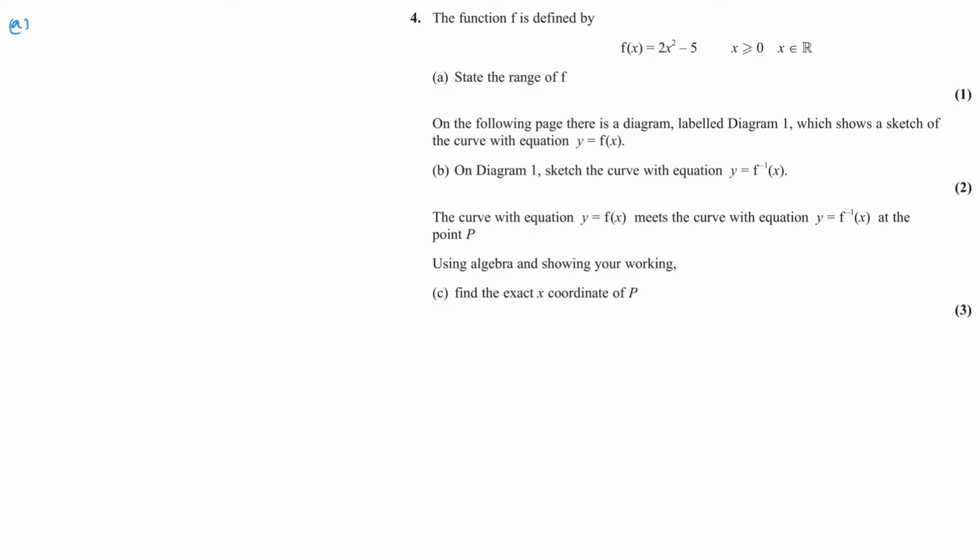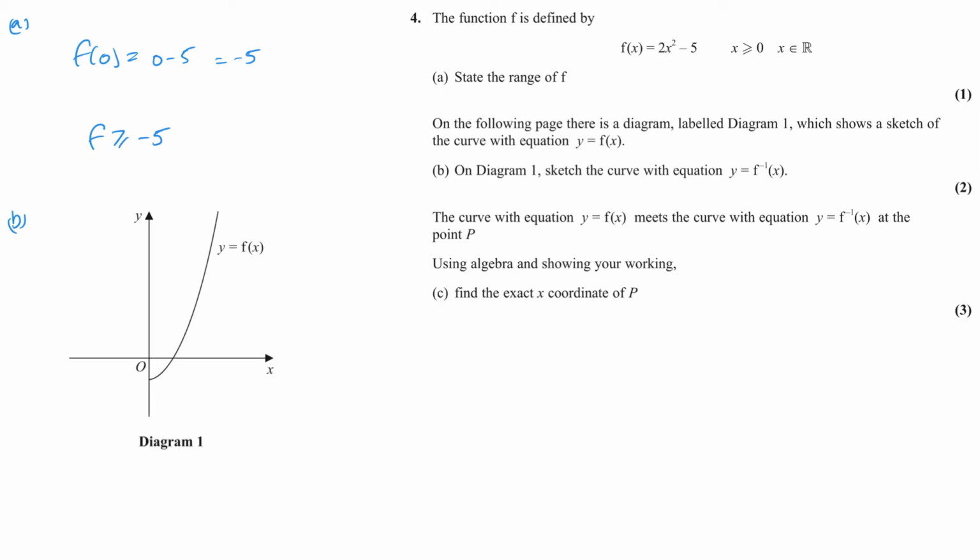Okay, question 4. Now, in this one we've got a function, x is greater than or equal to 0, so state the range of f. So if we substitute 0 into here, f of 0 is 0 minus 5, so it's minus 5, and then as I put positive values of x into here, they're just going to increase. So if I put 1 in, it's going to be 2 minus 5, so minus 3. If I put 2 in, 2 squared is 4, times 2 is 8, minus 5 is 3, so it's just going to get bigger and bigger from here. So the range is that f is greater than or equal to negative 5.